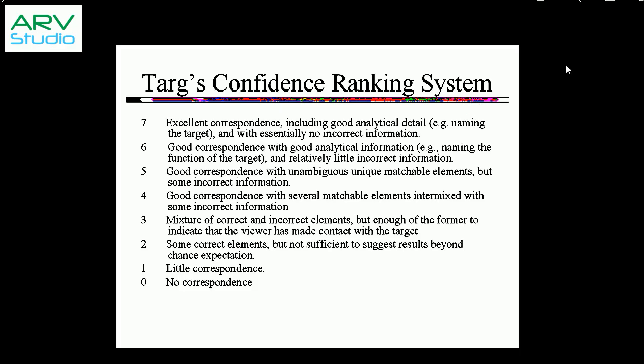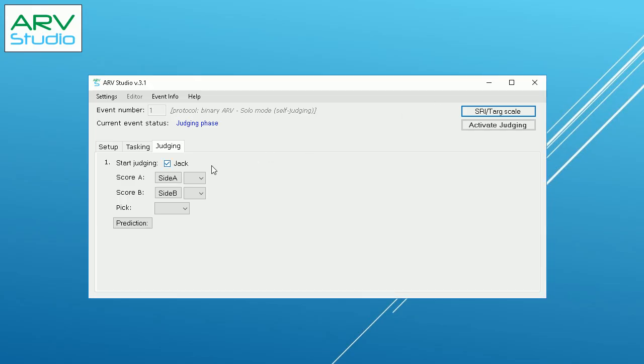Let's continue. First, you can analyze Side A photo against your transcript. Decide what is the appropriate score for your transcript in regards to the Side A photo. Select a score from the combo box next to the Side A button. Now, do the same for Side B photo.